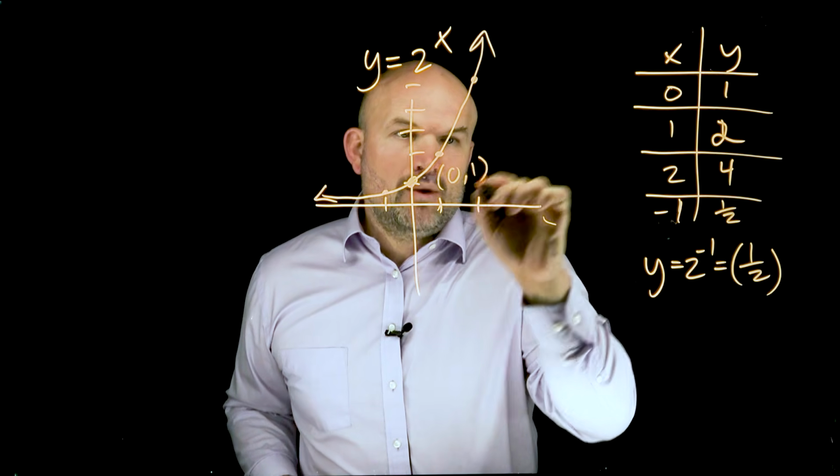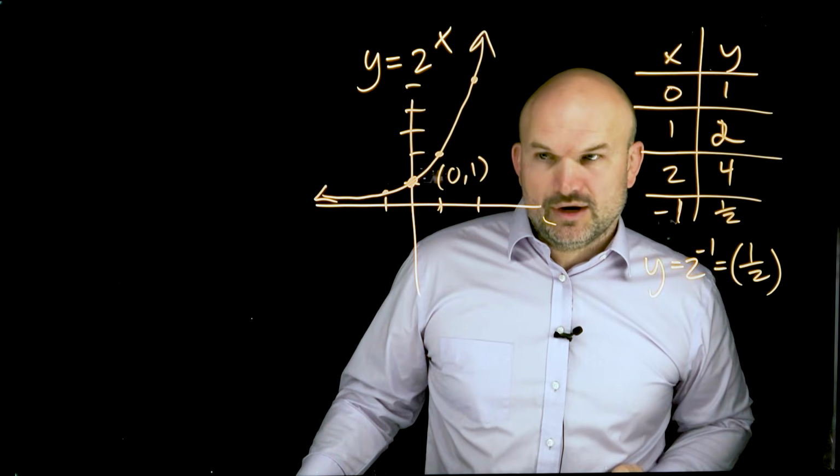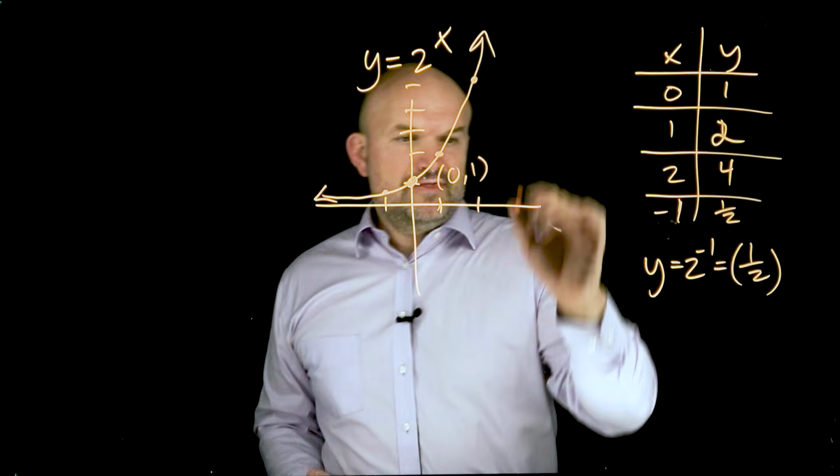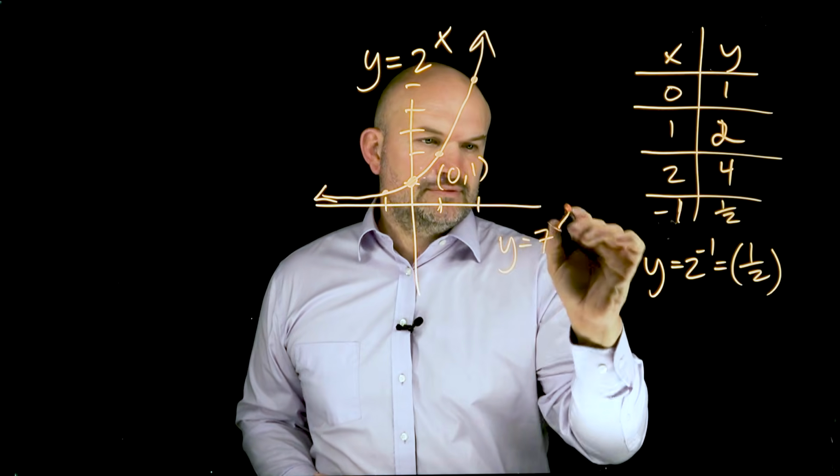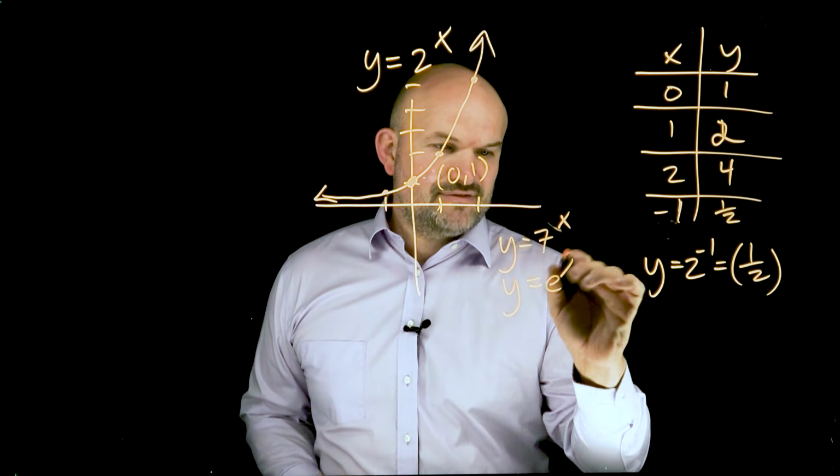So what is the most important point about our exponential function's graph? That is going to be the y-intercept, which is 0, 1. Because here's the other thing. This is also an exponential graph. This is also an exponential graph, right?